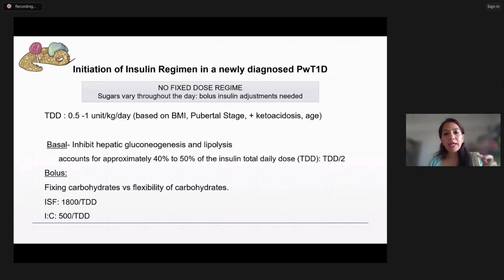We prefer to calculate using formulas called the insulin sensitivity factor or the correction factor, which can be calculated by 1800 divided by total daily dose, or the insulin to carbohydrate ratio, which, if you're using rapid acting insulin, is calculated with the formula 500 divided by total daily dose.